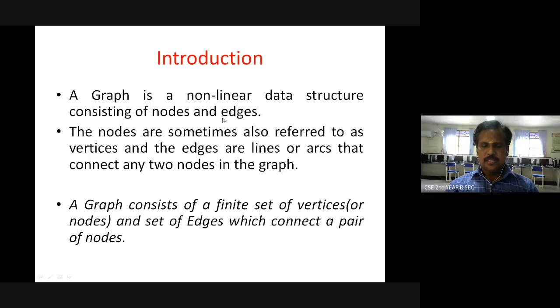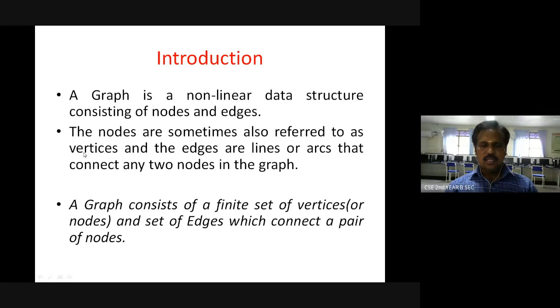Node. If there is a path between nodes, that is called an edge. That is the key concept used here: nodes and edges. The nodes are sometimes also referred to as vertices, and the edges are lines or arcs that connect two nodes in the graph.